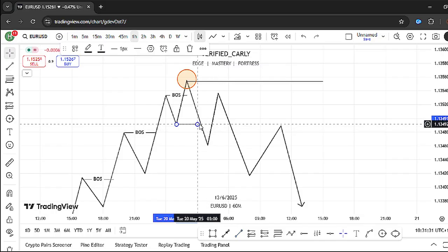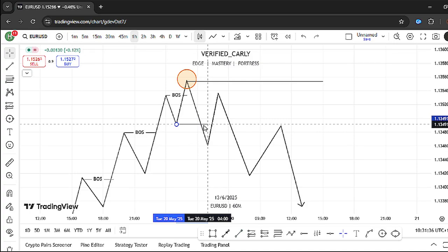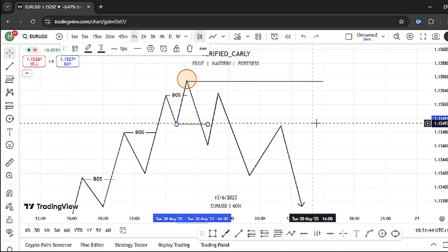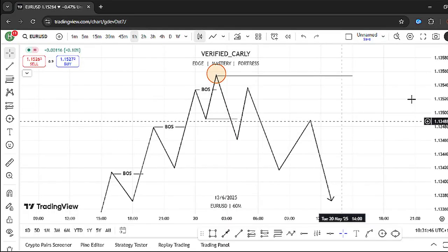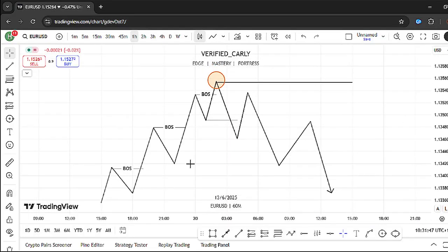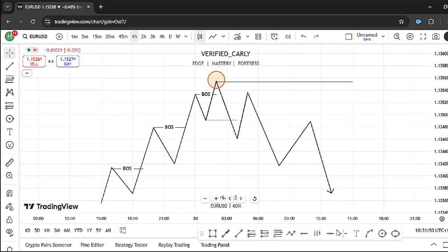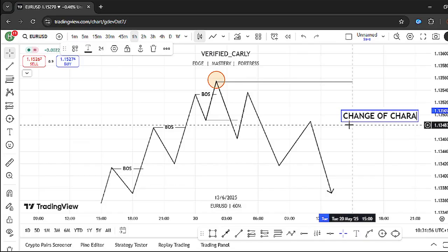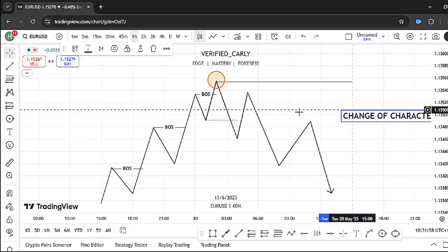So the low that price broke is what we call a change of character. ICT traders call it market structure shift, but let me teach you based on SMC that we are in. So this is what we call a change of character. Let me just write it very quick for you guys to jot down. Change of character.